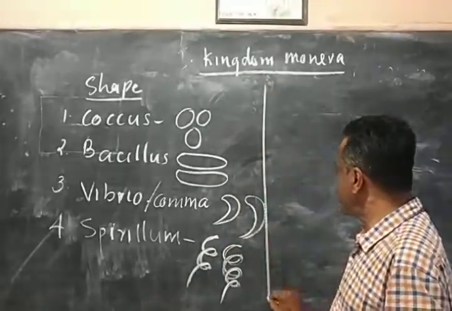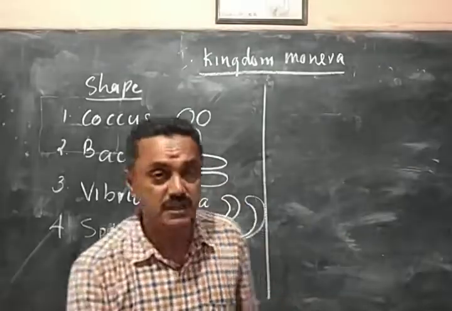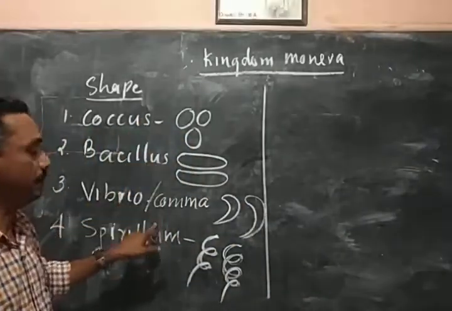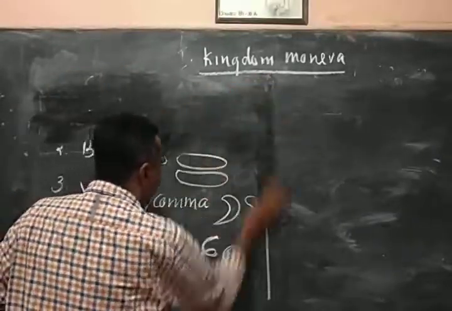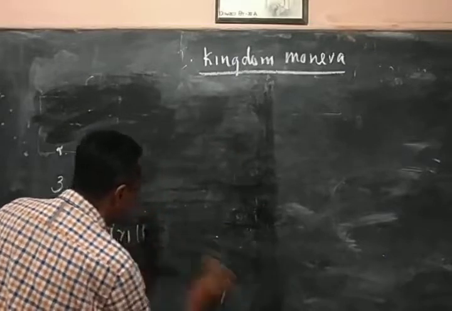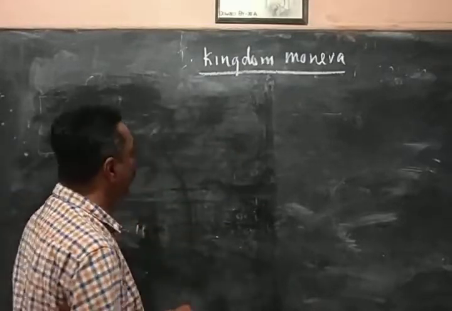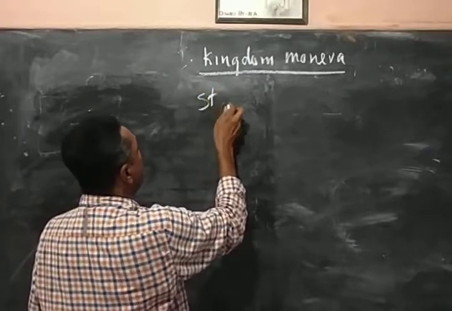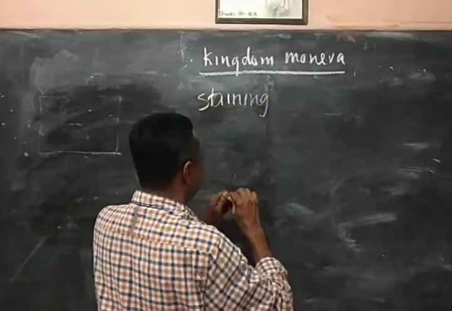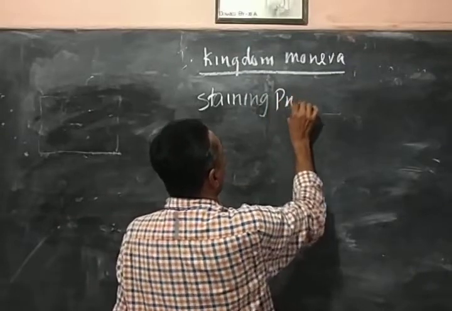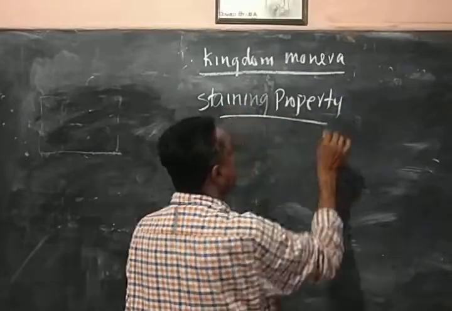Then another classification based on the staining property. Are you clear this one? Coccus, bacillus, vibrio and spirillum bacteria. Then based on the staining property. Remember this is important. S-T-A-I-N-I-N-G. Staining property. P-R-O-P-E-R-T-Y. Based on the staining property.